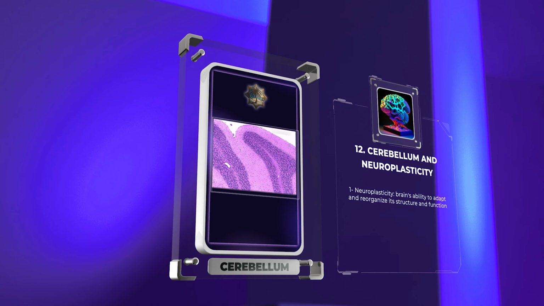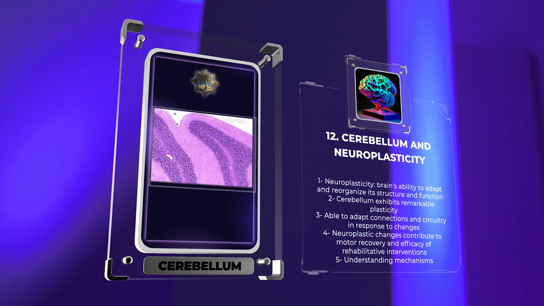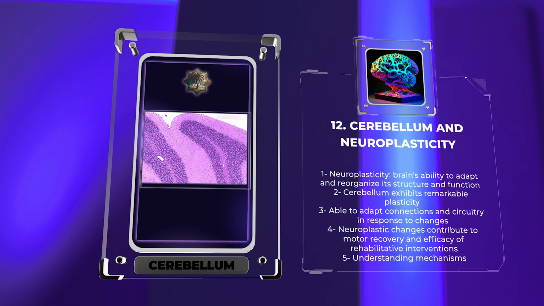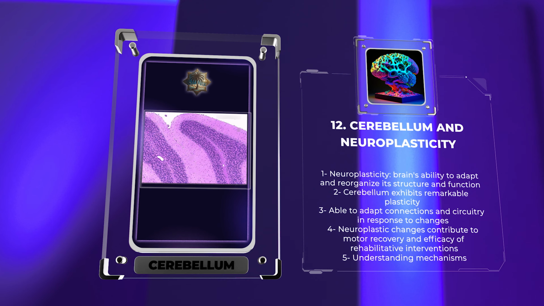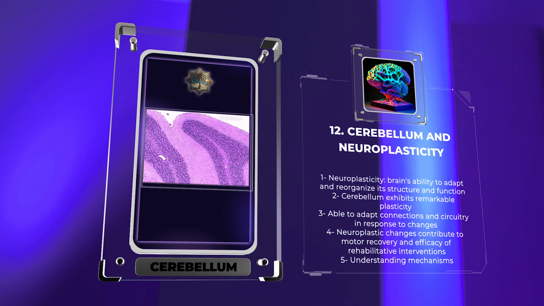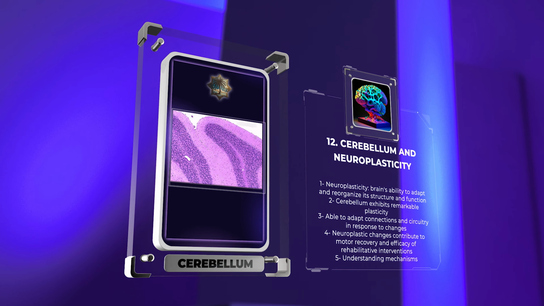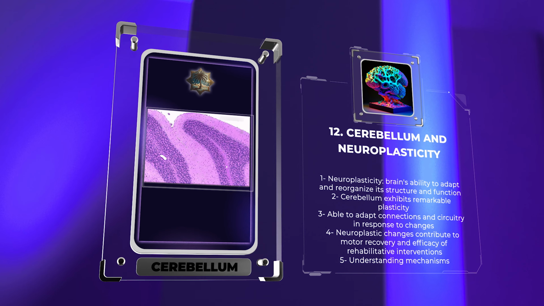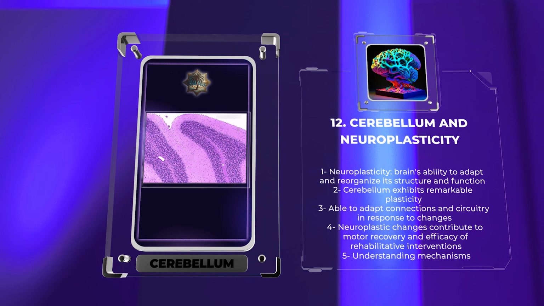Neuroplasticity refers to the brain's ability to adapt and reorganize its structure and function in response to environmental, developmental, or pathological changes. The cerebellum exhibits remarkable plasticity, allowing it to adapt its connections and circuitry in response to motor learning, injury, or disease. Neuroplastic changes in the cerebellum contribute to motor recovery following injury and play a role in the efficacy of rehabilitative interventions. Understanding the mechanisms underlying cerebellar neuroplasticity can guide therapeutic approaches for neurological rehabilitation.